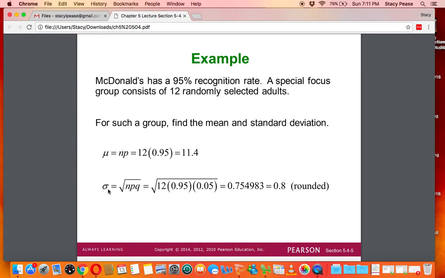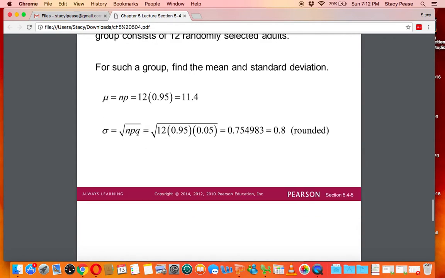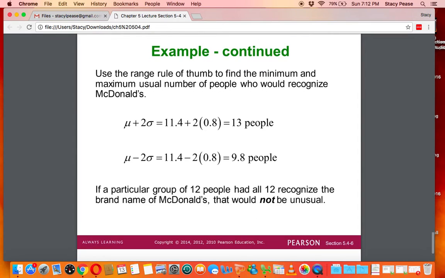To find your standard deviation, we're going to do the square root of n times p times q. We already know our n and our p because we used them here. And to find our q, we do 1 minus our p, which is 0.95, to get 0.05. When we multiply those together and take the square root, we get 0.754983, and we're going to round that to 0.8. Now that we have our mean and our standard deviation, we can calculate, using the range rule of thumb, our maximum number of usual people who would recognize McDonald's based on this problem, and the minimum number.